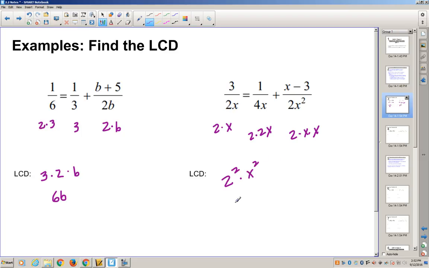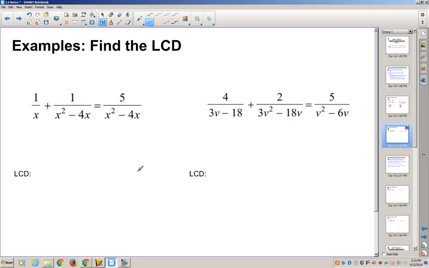So if I multiply all this together, or simplify it, whatever you want to call it, I get 4x squared is ultimately going to be our LCD. And once again, that's what we're going to end up multiplying everything by here. And when we do that, our fractions will all cancel out. And this is the fastest, easiest way to do it.